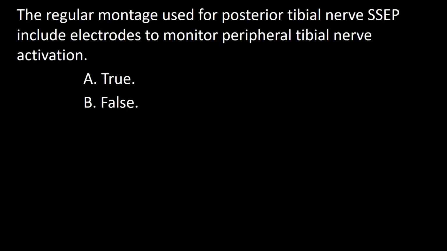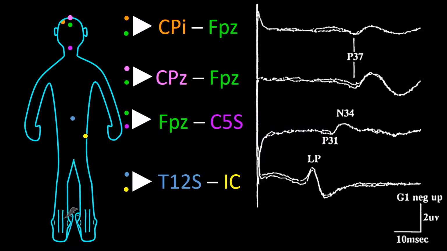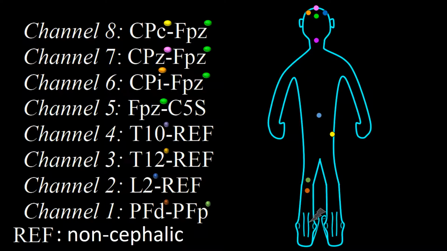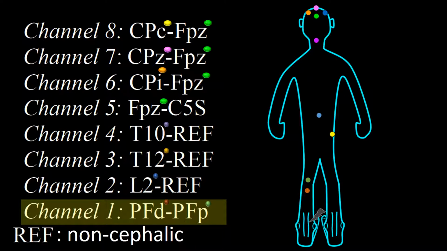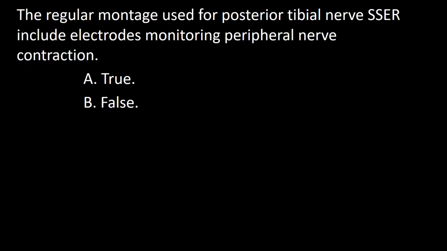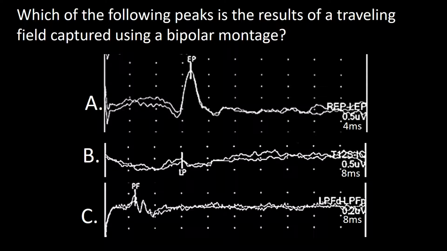Next question. The regular montage used for posterior tibial nerve somatosensory evoked potential includes electrodes to monitor peripheral tibial nerve activation. A true, B false. As you can see in this frame, the popliteal fossa, that is the posterior tibial nerve as it travels through the popliteal fossa, is not regularly monitored by the usual posterior tibial nerve montage used. But in the extended montage, it is monitored. So the answer to this question is B.